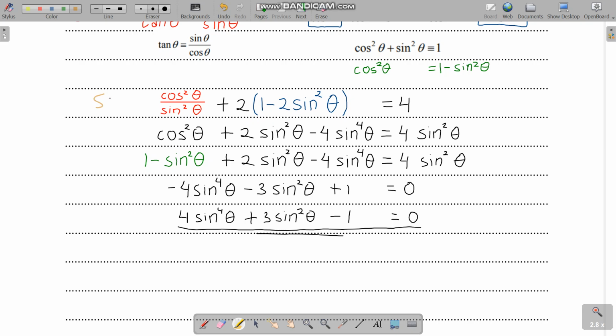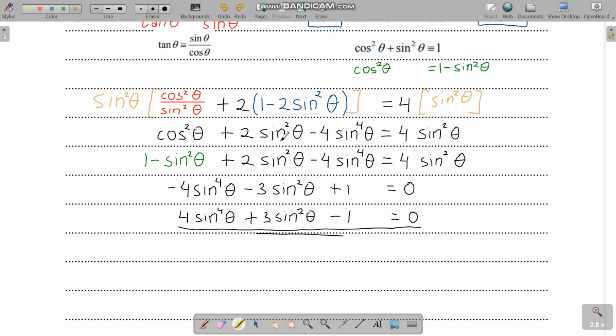So actually we multiply both sides by sine squared theta here. After we multiply sine squared times this, they cancel out, we get cos squared, sine squared times 2 sine squared, so 2 sine squared times 1, 2 sine squared, 2 sine squared times minus 2 sine squared, minus 4 sine to the fourth. So after we expand everything, we get something without fractions anymore.